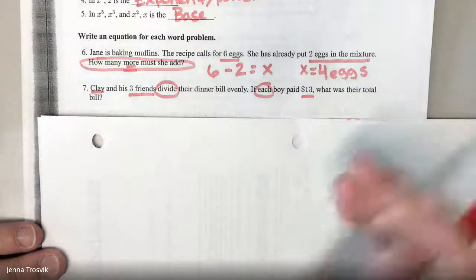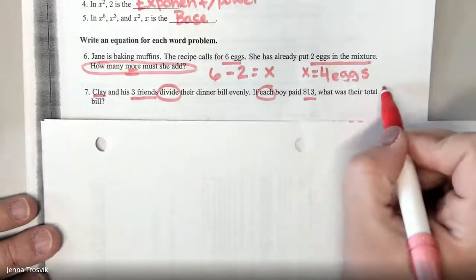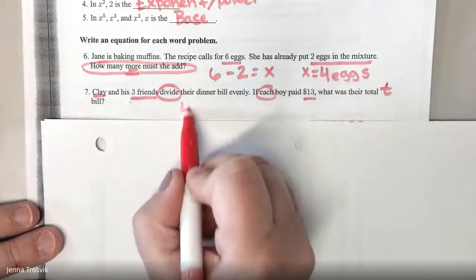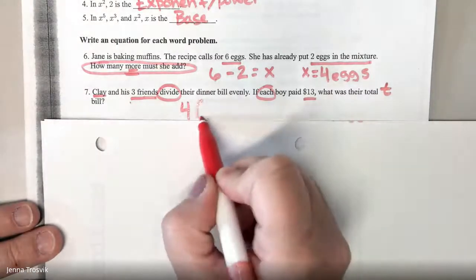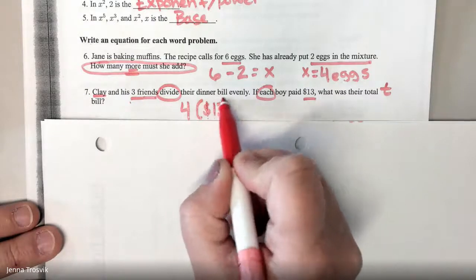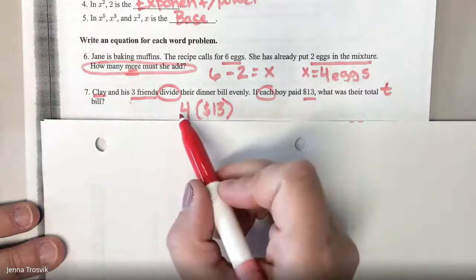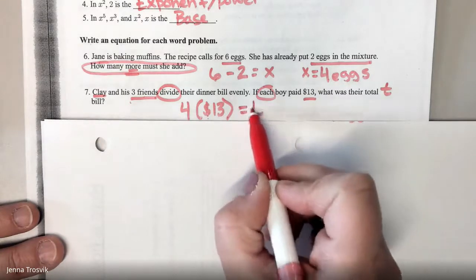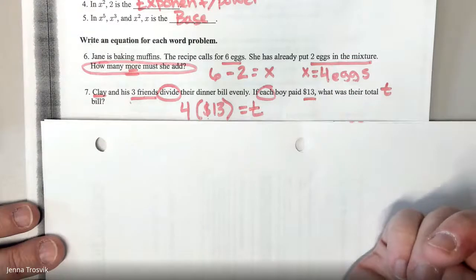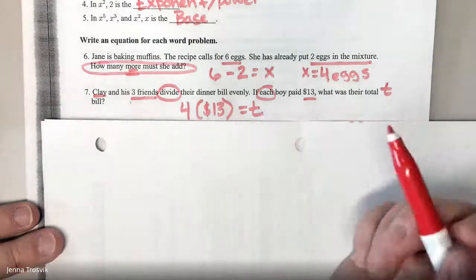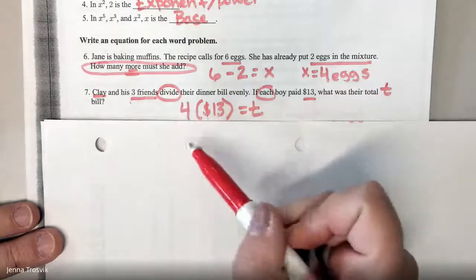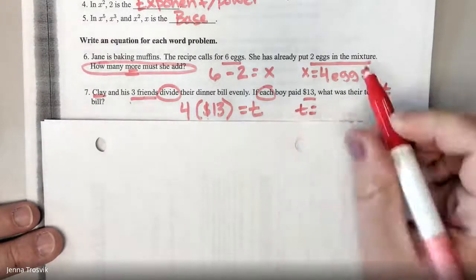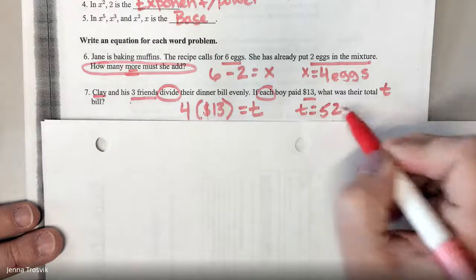So their total bill, and total bill we'll put as T. So we have 4 friends who each paid $13. I'm going to put that into parentheses. So I have 4 friends times $13 each, and that's going to give us our total bill. That's all you need. You do not need to solve. If you want to solve, 4 times 10 is 40. 4 times 3 is 12. T will equal $52.